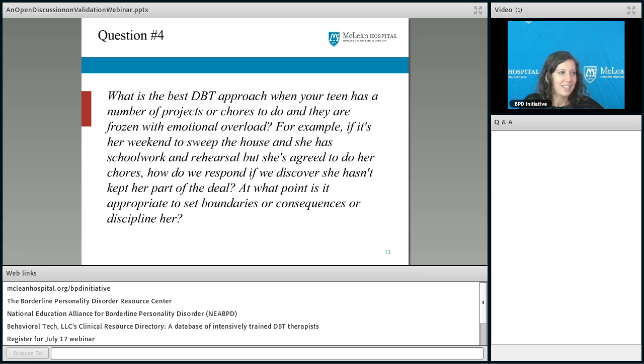So can I push a little more on this? Sure. Because I think this is a great scenario, and as I think about a lot of patients and families that I've worked with, it brings a few questions to mind.